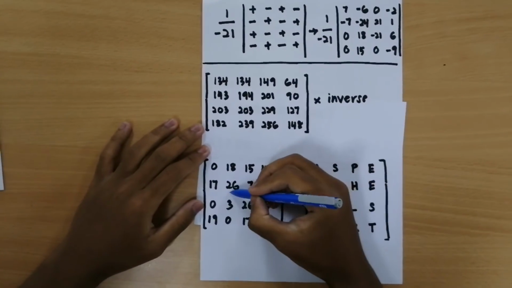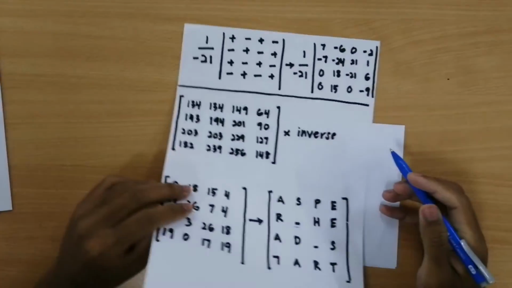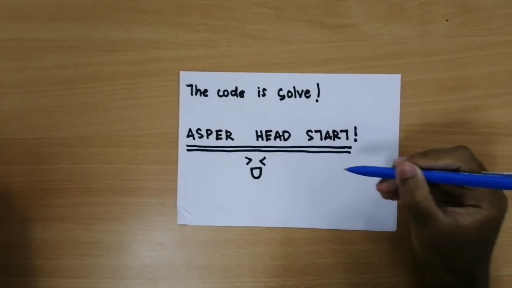But here we got 26, we'll just leave it empty. And the answer is as per head start. So we know the correct solution is as per head start.